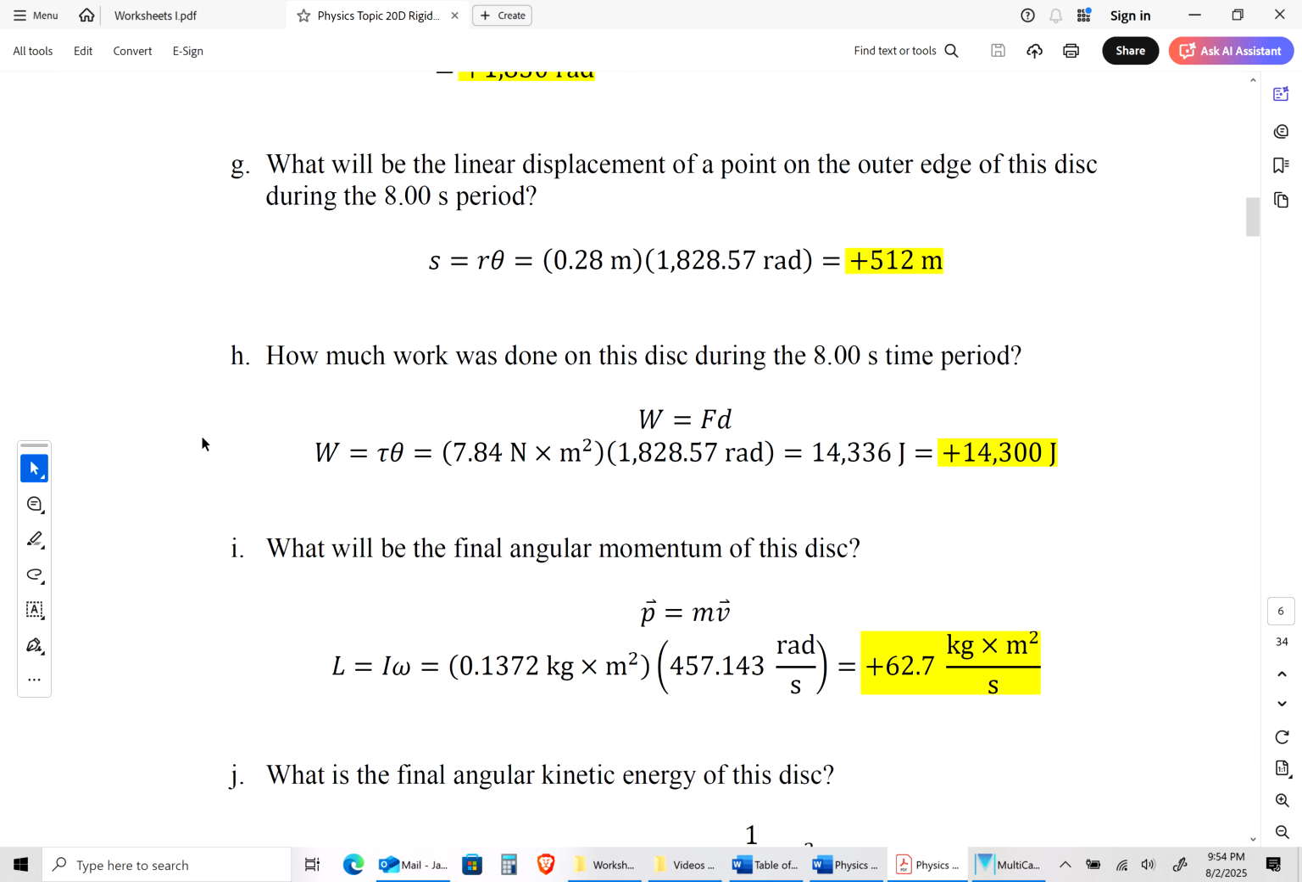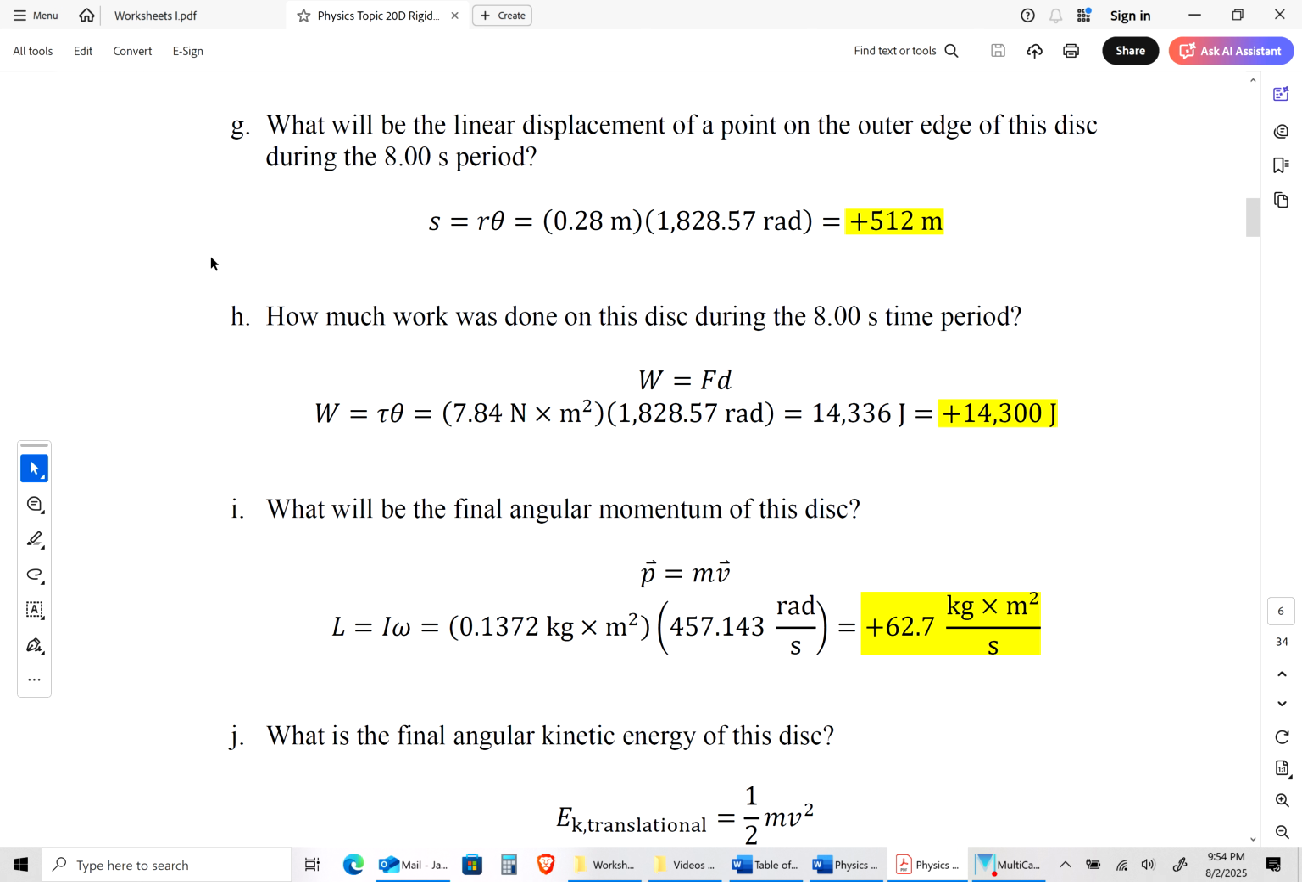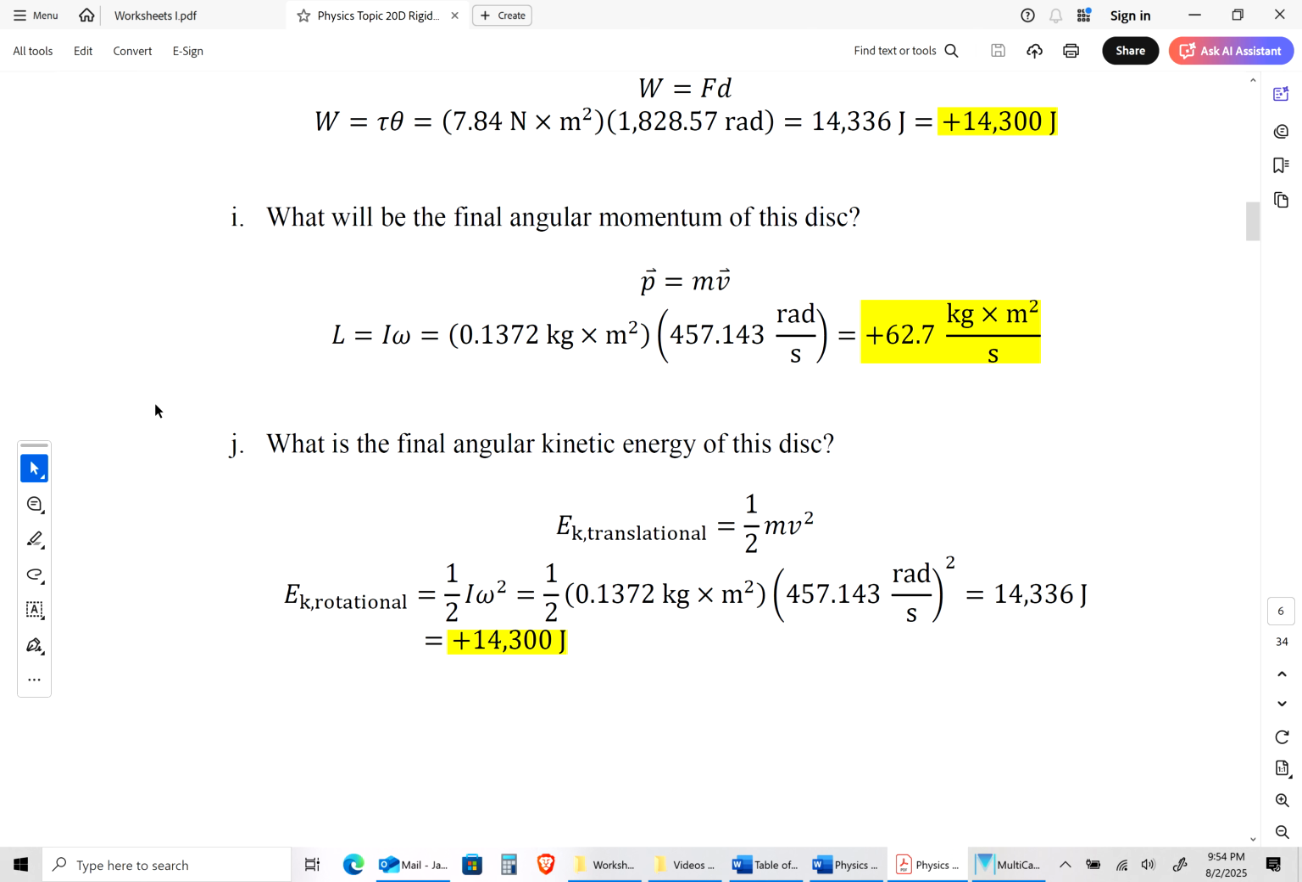Part H, how much work was done on this disk during the 8-second time period? It says work. It's equal to FD. But we have to translate that to what? Torque theta. F becomes torque, D becomes theta. Part I, what will be the final angular momentum of this disk? P equals mv, so now it's L equals I omega. Part J, what is the final angular kinetic energy of this disk? 1/2 mv squared becomes 1/2 I omega squared.